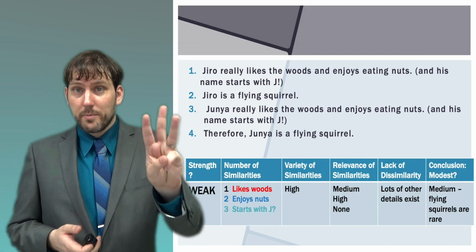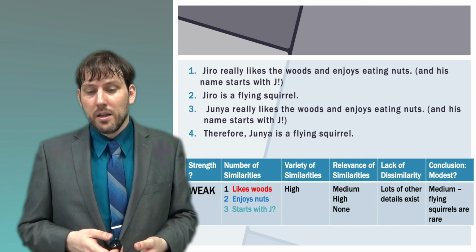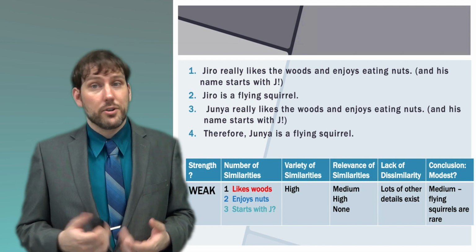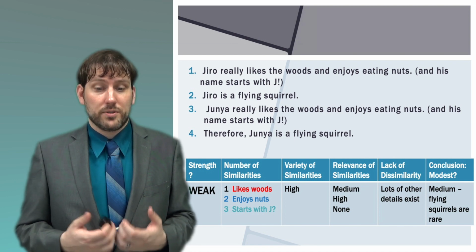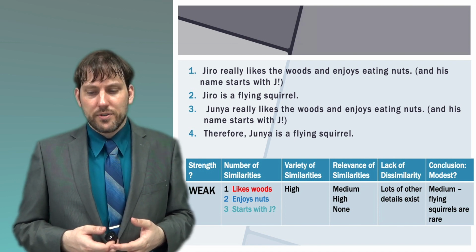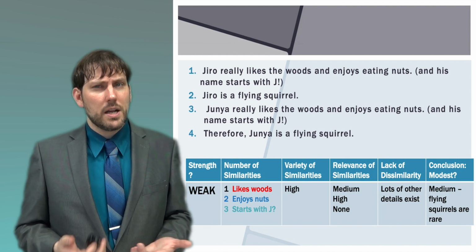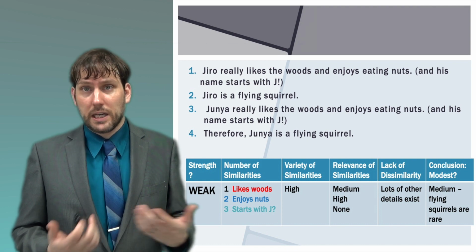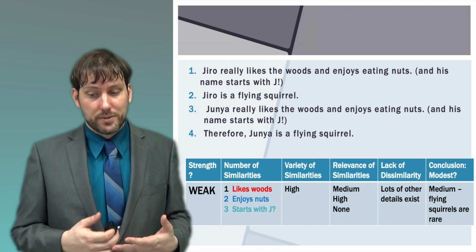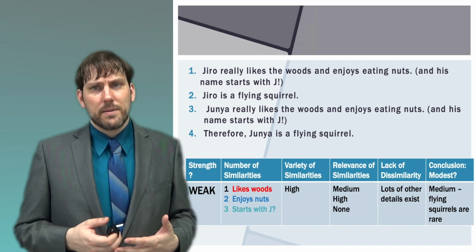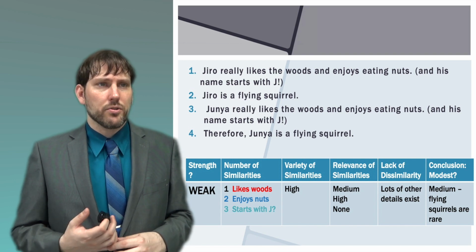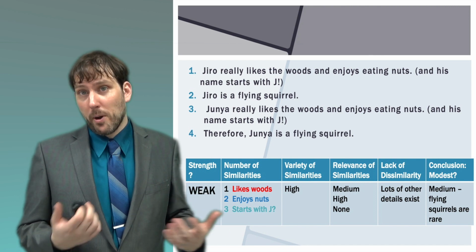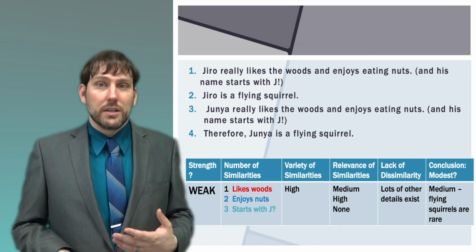So we do have three similarities. They're different in kind. Liking the woods is something that's probably relevant for being a flying squirrel. Enjoying nuts is highly relevant for being a squirrel. Starting with J has no relevance. But the thing is, there could be lots of dissimilarities. There's many other animals that live in the forest or that like nuts. They're not all squirrels. They're not all flying squirrels. I'd say this is a medium modesty conclusion, and we could be even more modest. We could just say that he's a forest animal. That'd be more modest. So let's look and see what we can do to make it stronger.